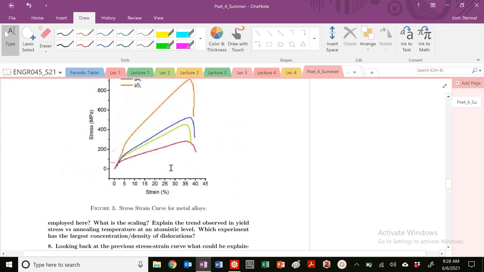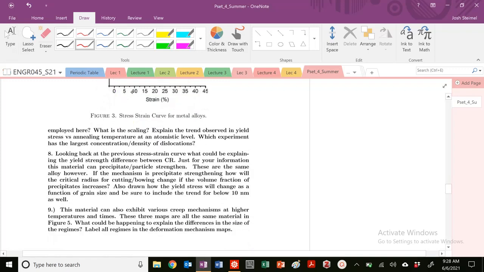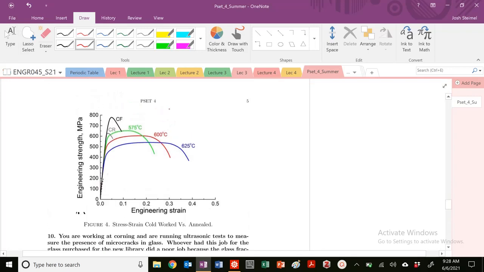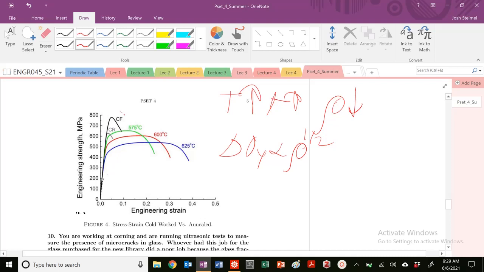What is the scaling? If we are annealing, we know that we are changing our dislocation density. As our temperature and time increase, our dislocation density decreases. And we know that our change in yield stress is proportional to dislocation density to the 1/2. When I cold forge the material, I'm creating more dislocations, a high dislocation density, 10 to the 14th per meter squared. But when I anneal it, it could drop down to as low as 10 to the 7th per meter squared. We see these yield strengths follow this trend because we have this scaling.